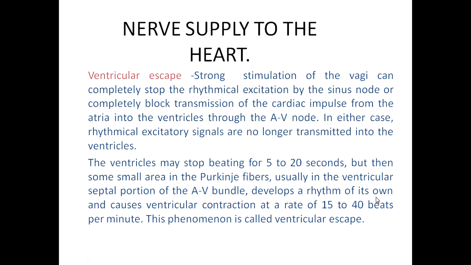It develops a rhythm of its own and causes ventricular contraction at a rate of 15 to 40 beats per minute. This phenomenon is called ventricular escape. In vagal stimulation, though it will try to stop the ventricles from beating, the rhythmic activity developed in the AV bundle will cause the ventricles to contract at 15 to 40 beats per minute. So the ventricle is escaping from the vagal stimulation.